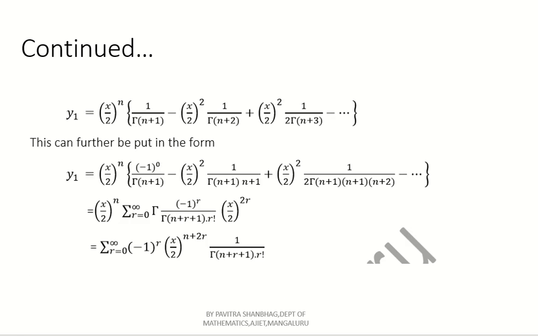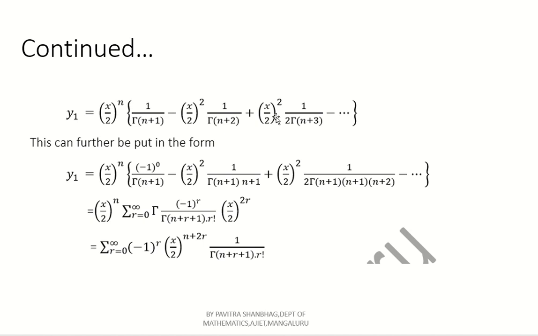So what we will get here? So y1 equal to what? x by 2 whole power n into 1 by gamma n plus 1, and x by 2 whole square, it is gamma n plus 2. Then x by 2 whole power 4, it should be 2 constant as it is, gamma n plus 3 and so on. Now this can be further written in the form of what?